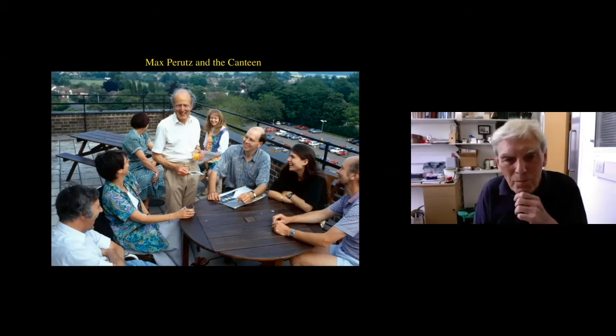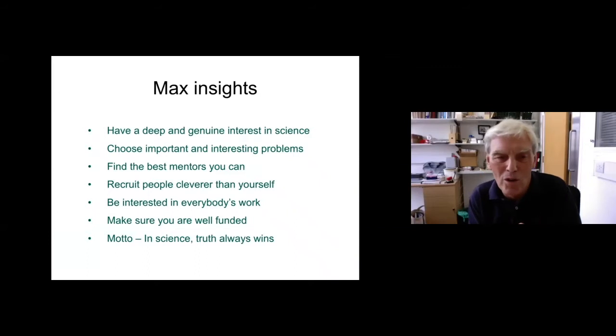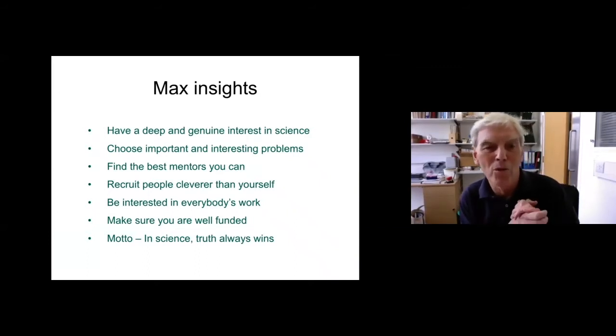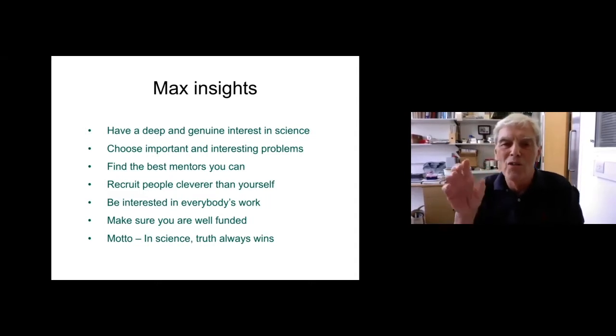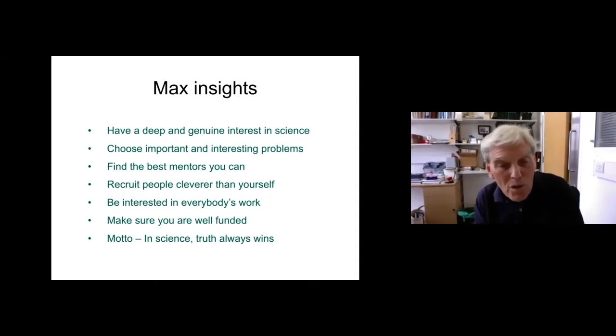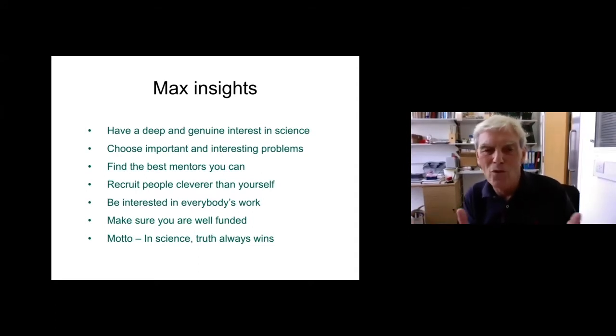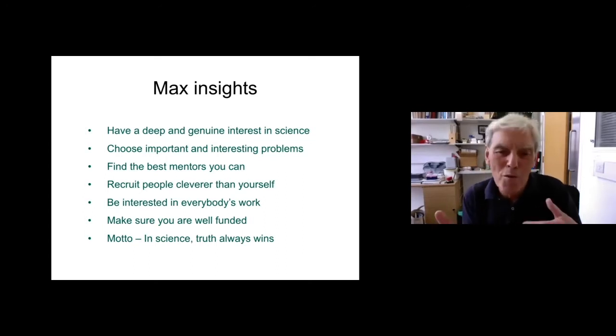And so over the years, Max was asked what his philosophy was and what culture he was trying to inculcate into the lab. He had an opportunity to write a number of articles. This was from an article in the medical journal. His view was the key thing for both the head of the lab and the people in it was to have a deep and genuine interest in the science. Science was the focus. And then to choose important and interesting problems rather than derivative ones. Find the best people you can to teach you, your best mentors. And then if you later get into a position of responsibility, recruit people who are preferably even cleverer than yourself, and be interested in everybody's work.